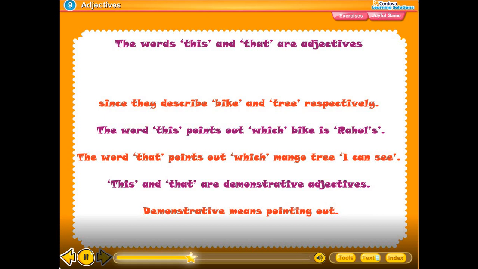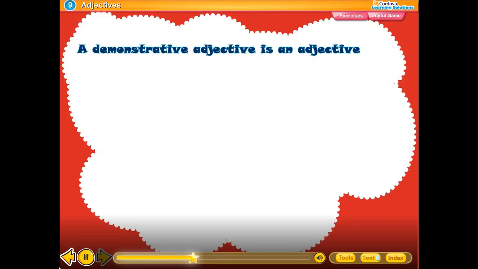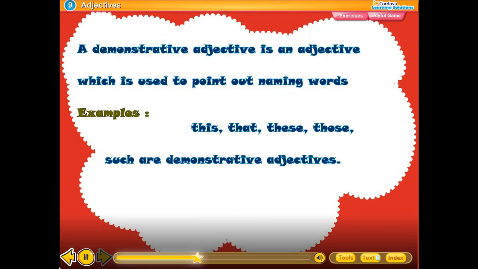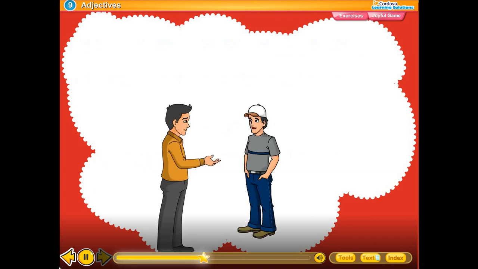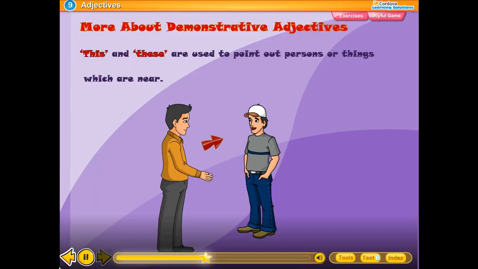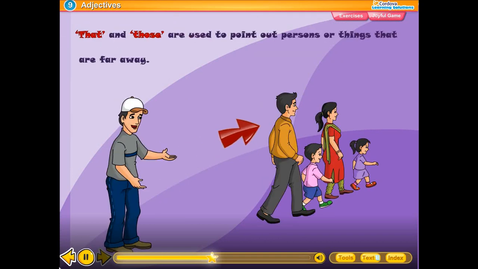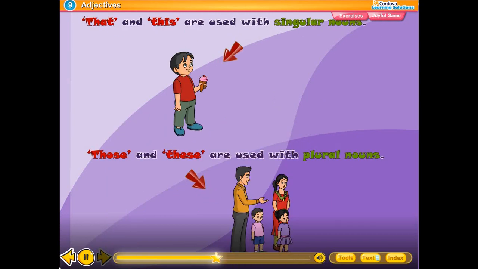Demonstrative means pointing out. A demonstrative adjective is an adjective which is used to point out naming words. Examples: this, that, these, those. Such are demonstrative adjectives. It answers the question, which one? More about demonstrative adjectives. This and these are used to point out persons or things which are near. That and those are used to point out persons or things that are far away. This and that are used with singular nouns. These and those are used with plural nouns.